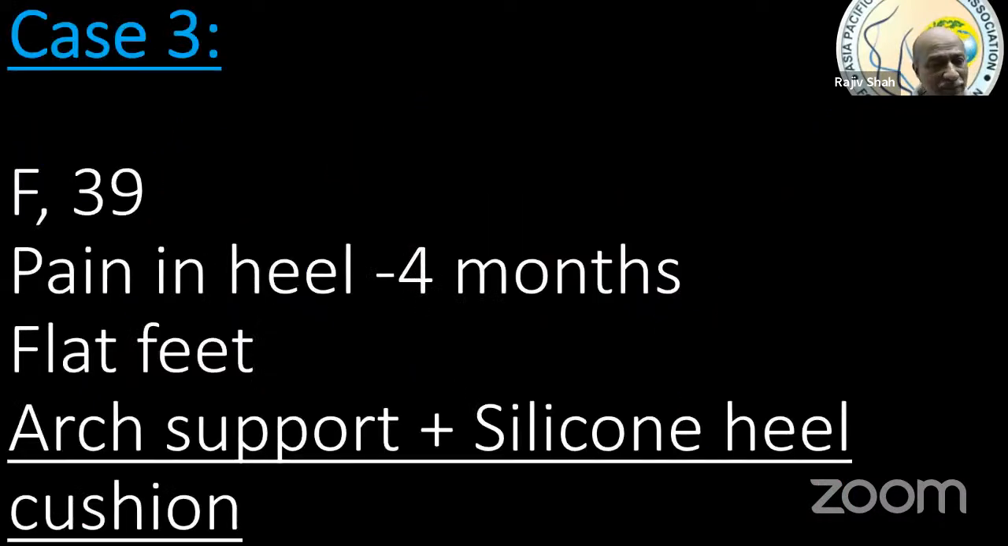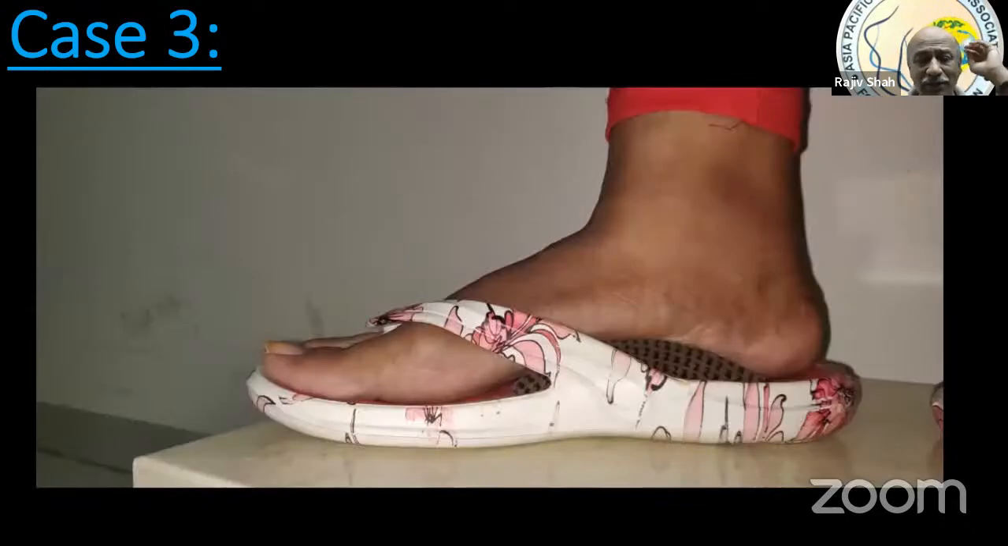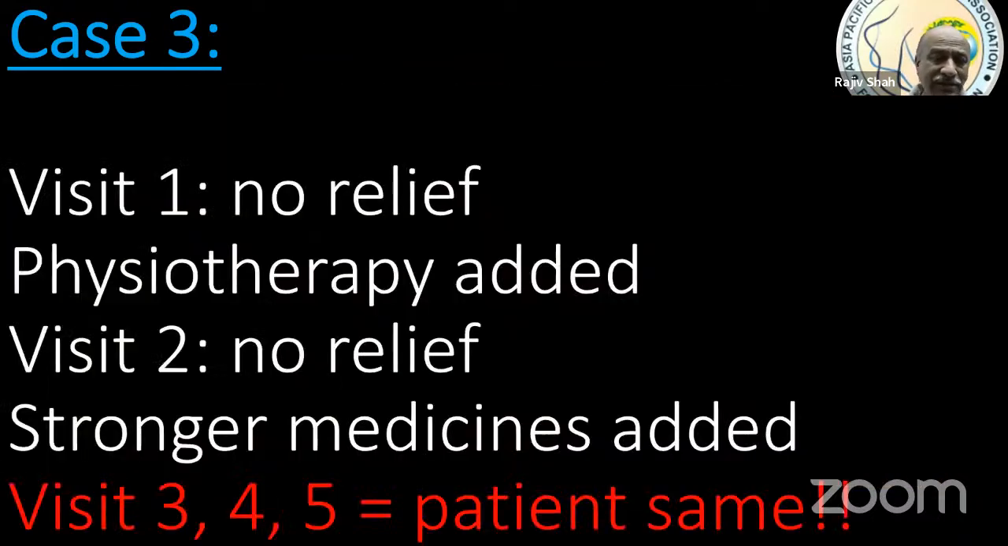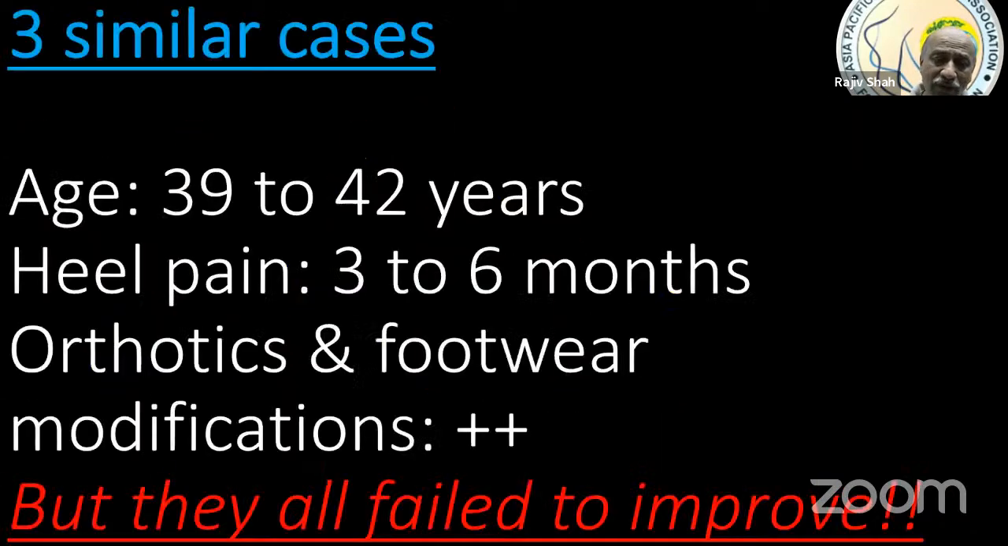And then case number 3, female of 13 years. All patients of the same age group, same duration, pain in heel 4 months. Here the doctor recognized, oh, this patient has flat foot. So he gave arch support plus silicone heel cushion plus physiotherapy plus medication. This is the kind of arch support which was given to that female patient. But at the end of 5 visits, the patient was the same. So what must have gone wrong?